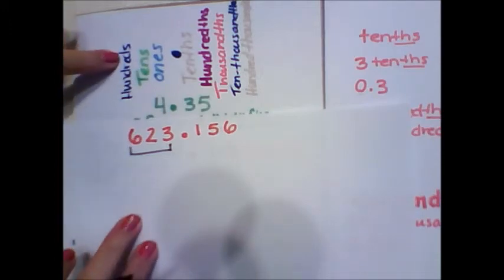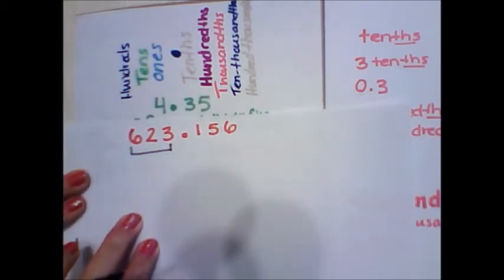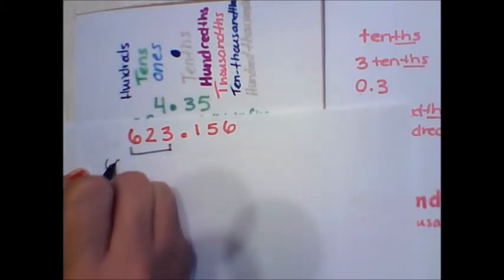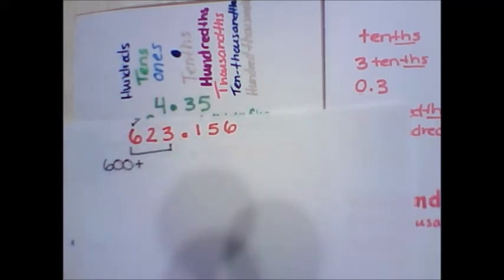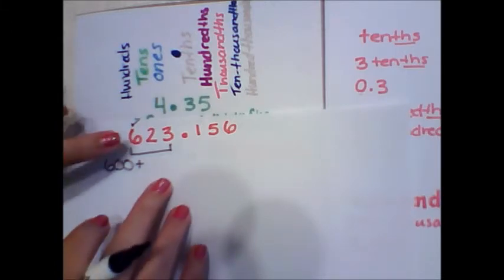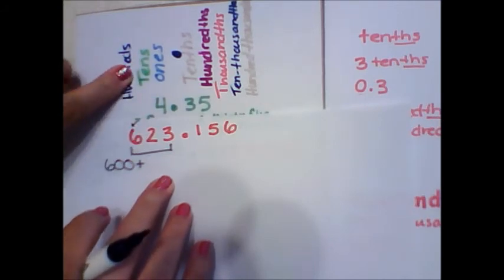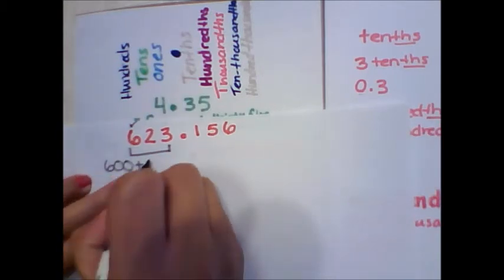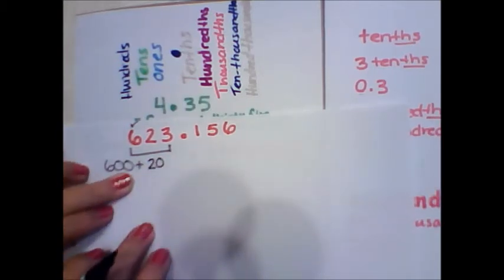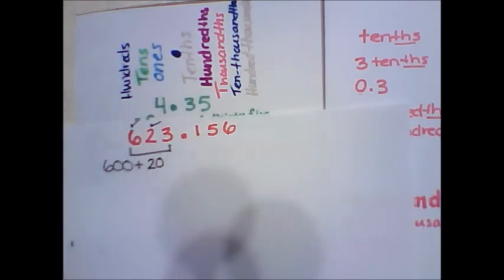623. How many hundreds are here? 6. How do we write 600? Easy. 600. Now that we're done with our 6, let's add that to our next digit. Our next digit is 2. 2 is in the tens spot. 2 tens. 10, 20. Oh, that 2 means 20. So we're going to add 600 plus 20, and then let's move on to our next digit.